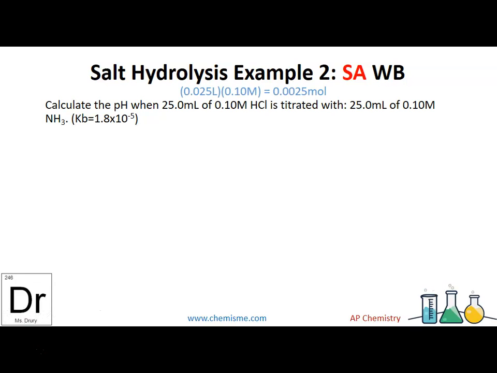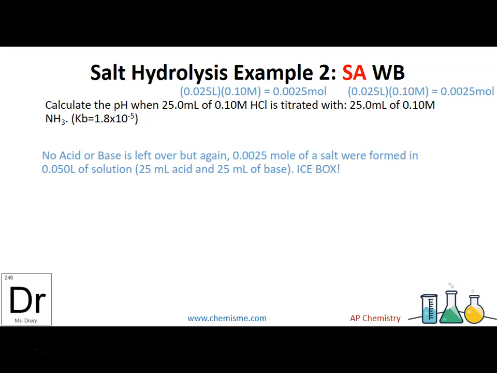So again, the same calculation we had before, where we multiplied the molarity times the volume and found out how many moles we had, and we realized again that there's no acid or base left over because the 0.025 moles of salt were formed in the 0.05 liters of solution. That came from the 25 milliliters, and the 25 milliliters changed to liters.